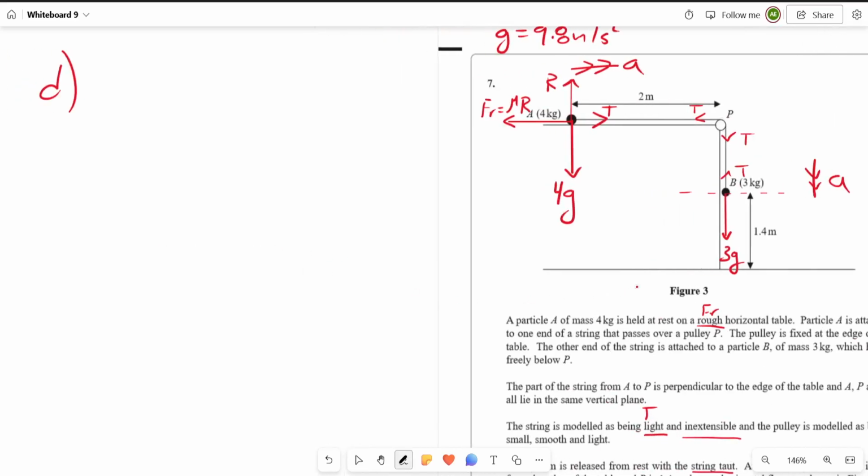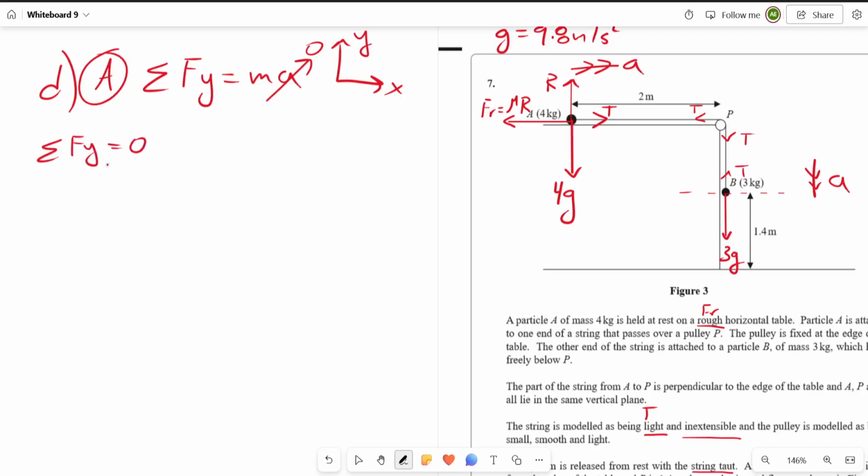What's happening here is, now I know my tension values. Let me do the equations of motion for particle A. First of all, let me do sigma Fy equals ma. Ask yourself, do I have any acceleration in the y direction, which is up and down? By the way, this is the x direction and this is the y direction. Up and down, the particle is not moving up and down, it's moving left and right. So the acceleration in the y direction is 0. So here this is going to equal 0. So sigma Fy equals 0.